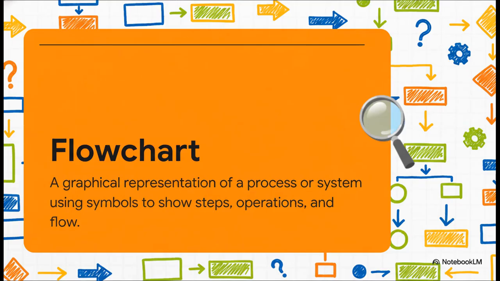So what is it really? Simply put, a flowchart is a visual language. It uses a standard set of symbols to show you the steps, the decisions, and the flow of pretty much any process. Think of it as the blueprint for how things actually get done.